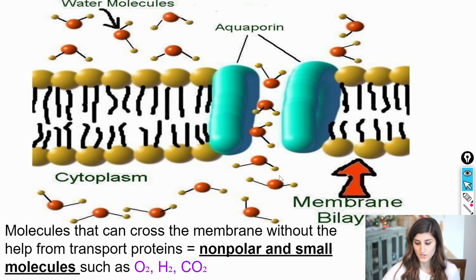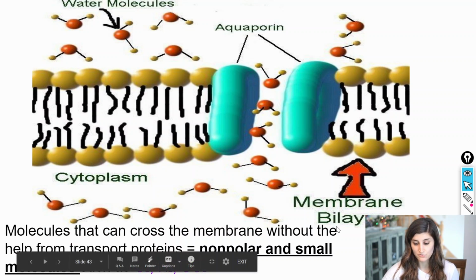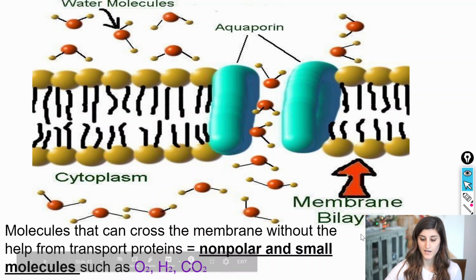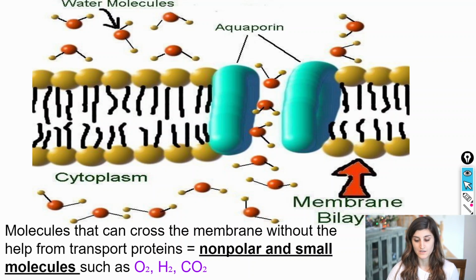So here is just a reminder that molecules can cross the membrane without the help of any proteins, without any energy that's necessary. And these are typically the molecules that are nonpolar and very small. So they don't have a charge and they're really tiny and they can fit through that membrane. Things like oxygen, hydrogen, carbon dioxide, those are the things that actually can move through our phospholipid bilayer without any help and without any energy. But because water is polar, it needs a little help from an aquaporin to make it much faster.